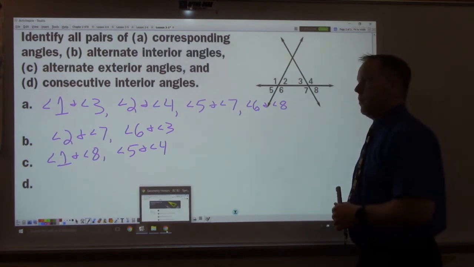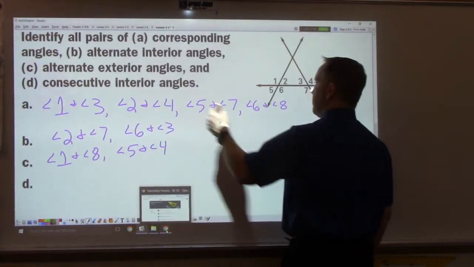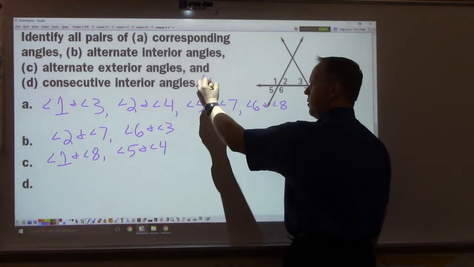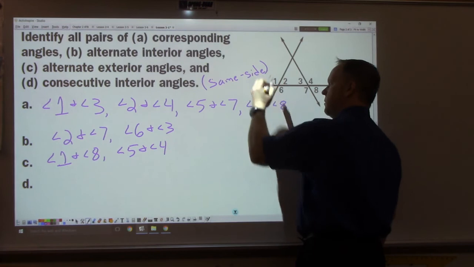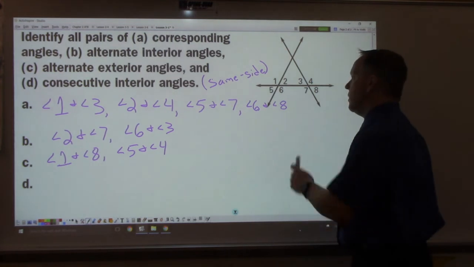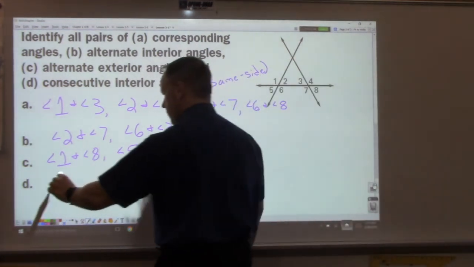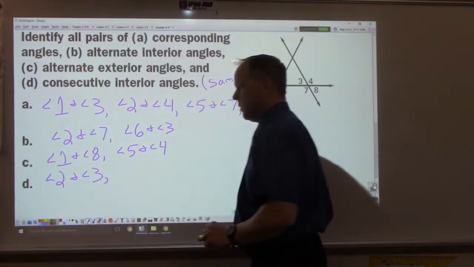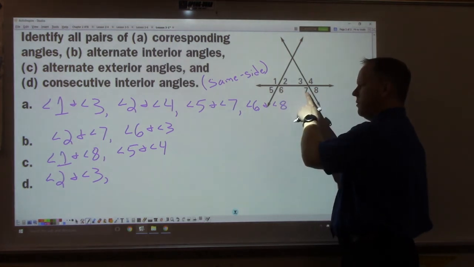Letter D, they want me to name the consecutive interior angles. Now again, we're back on the inside. Remember, the inside is right in here. Consecutive, which, believe it or not, have another name, sometimes consecutive interior angles are called same side interior angles because they're on the same side of the transversal. So 2 is on the same side of the transversal as angle 3. And then the other pair, 6, is on the same side as angle 7.